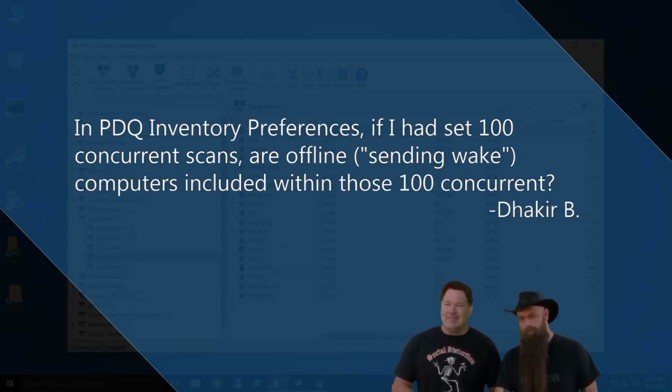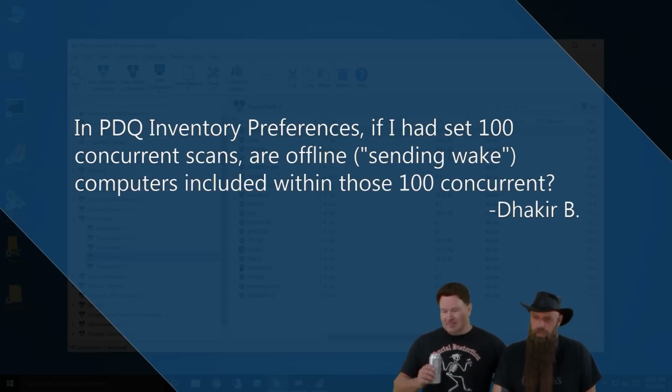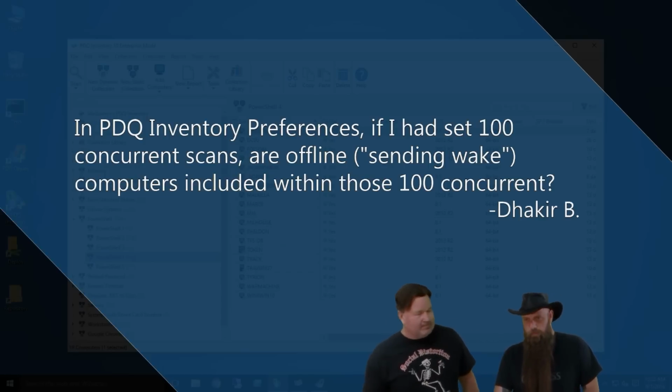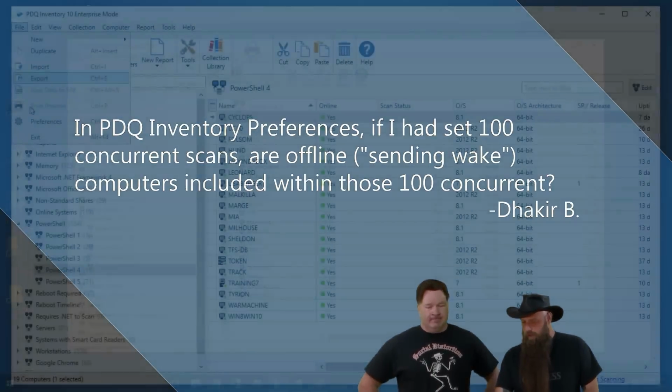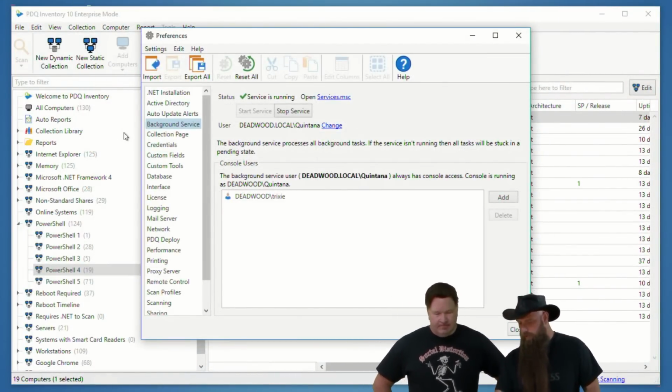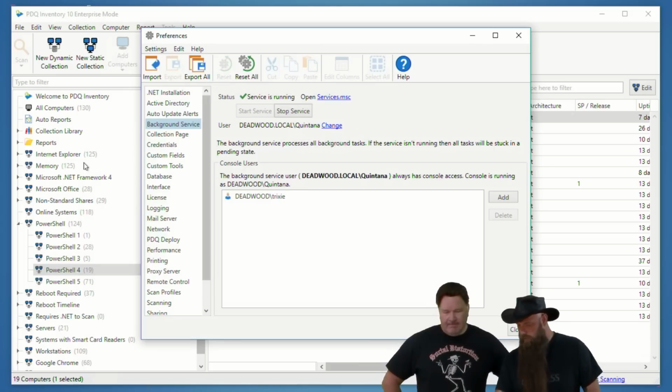First question, real question from Dakir B. In PDQ Inventory Preferences, if I had set 100 concurrent scans, are offline computers sending wake-on-LAN included within those 100 concurrent? Very great question. All right, so in old versions of Inventory, yes. What he's talking about, by the way, I'm going to go to Preferences in Inventory. And the same kind of holds true in your concurrent deployments in PDQ Deploy.